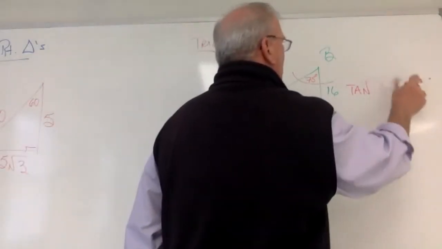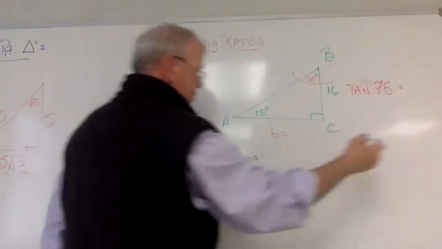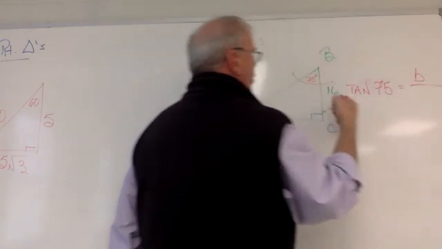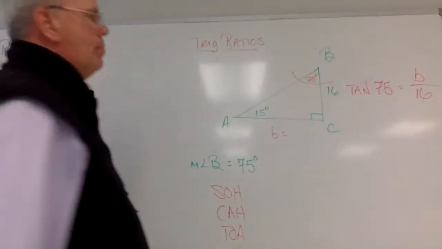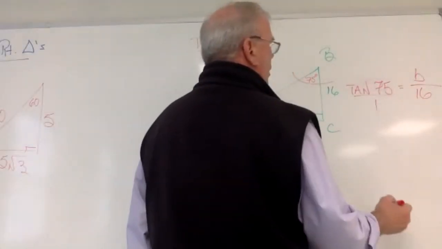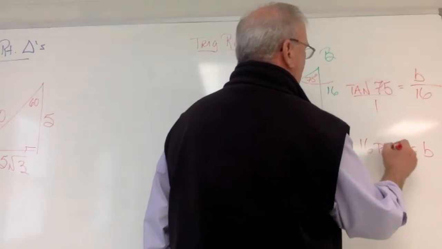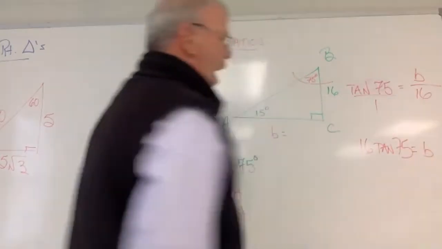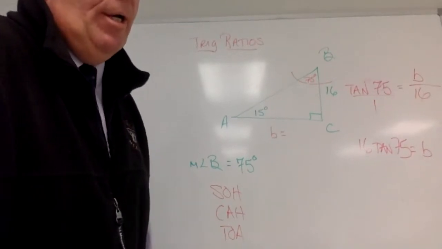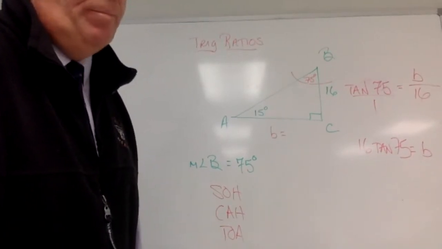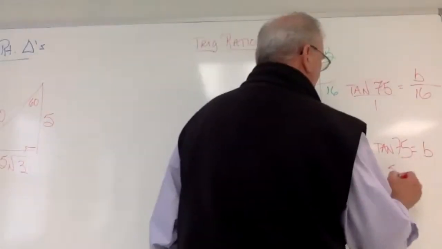So the tangent of 75 has to be equal to the opposite, b, over the adjacent, 16. How do I get b by itself? Cross multiply. So b equals 16 times the tangent of 75, and then that's just a calculator problem, right? So what do we get? 59.7. Very good.